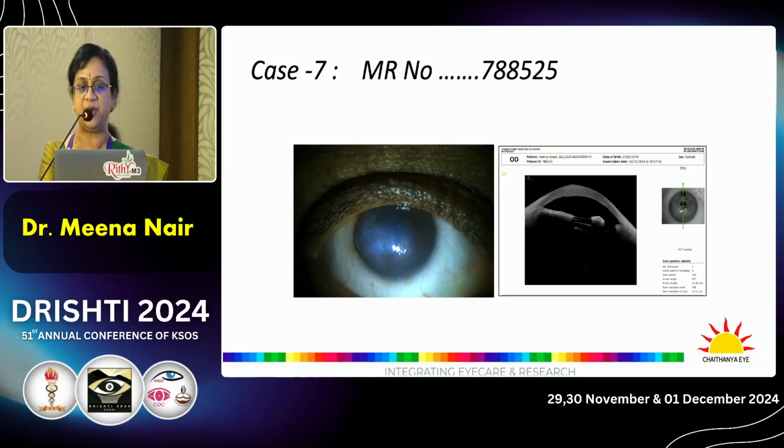The next is a patient who had undergone ICL about 10 years back and then had fungal keratitis, was treated elsewhere, and now has the sequelae of corneal opacity.